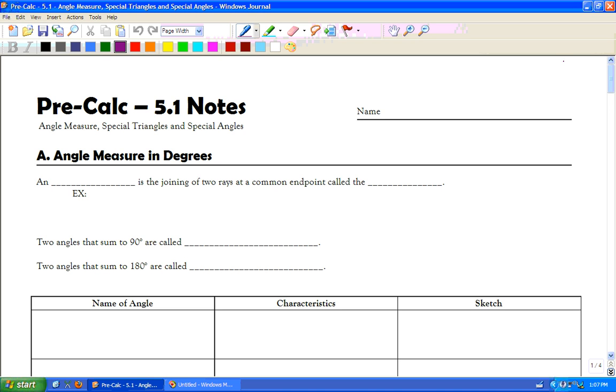Welcome, pre-calculus students. Today we're going to start by reviewing some basic things about angles, so it's going to go a little bit quick, but these are things you should know. One way to think about an angle, and we are going to go over multiple ways of viewing them.